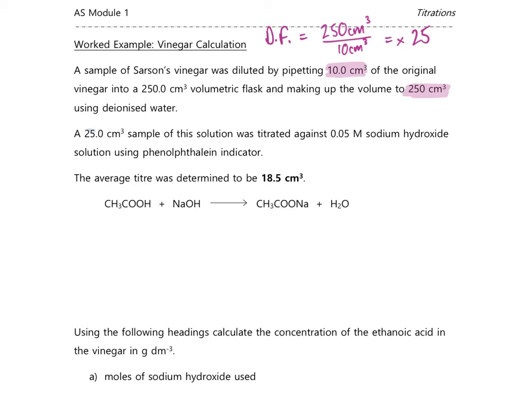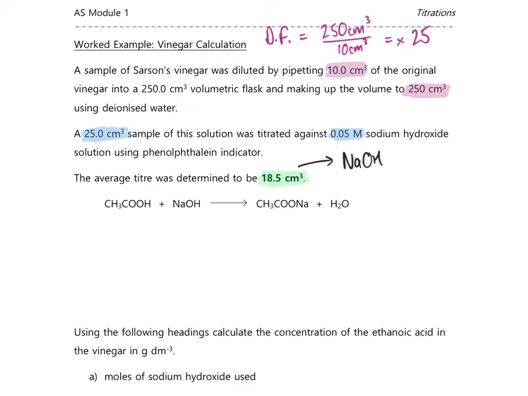In our titration, we take a 25 centimetres cubed sample of our diluted vinegar, and that's titrated against 0.05 sodium hydroxide. That's our strong base, and the indicator is phenolphthalein. The average titre was found to be 18.5 centimetres cubed, and remember that is of your strong base, whatever is in your burette, which is our sodium hydroxide. The equation for the titration reaction, the neutralization reaction, is given to you there, but that's not always given to you, so you need to be able to write those equations from memory.